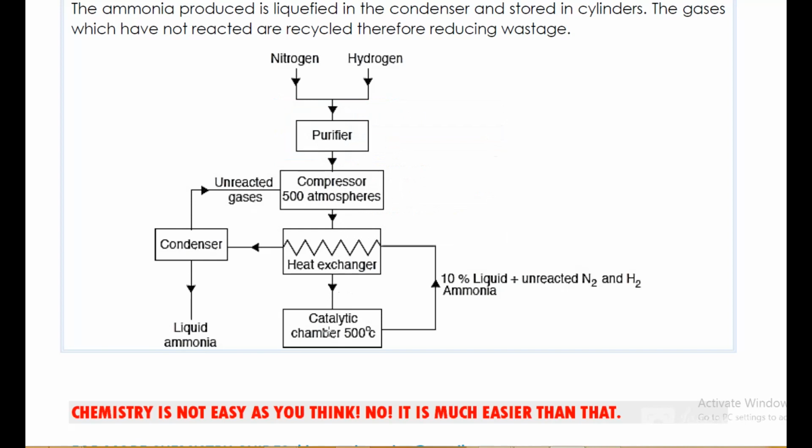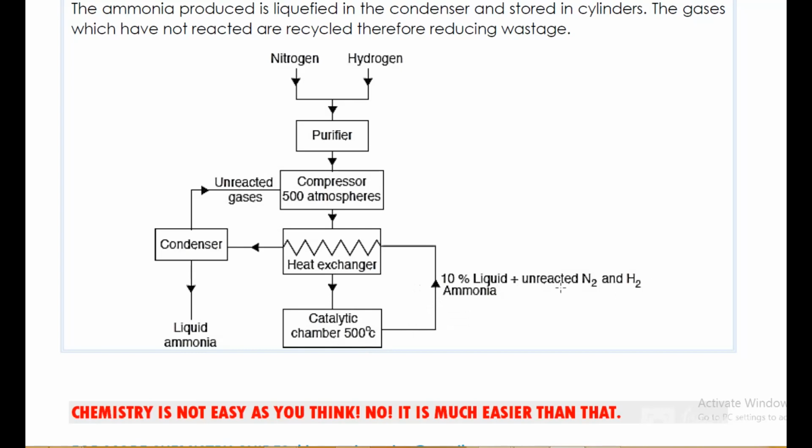Then it goes directly to the catalytic chamber. From the compressor, it goes to the catalytic chamber where the temperature is 500 degrees Celsius. In the catalytic chamber, nitrogen and hydrogen combine to form ammonia gas. Now the ammonia formed goes to the heat exchanger where the heat is removed. Here also there are gases that have not reacted.